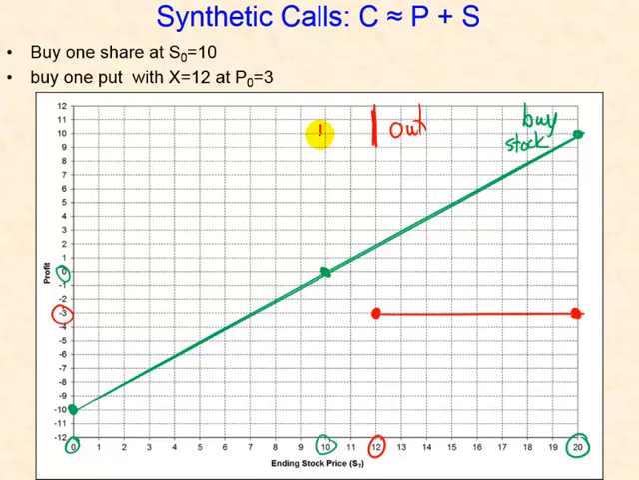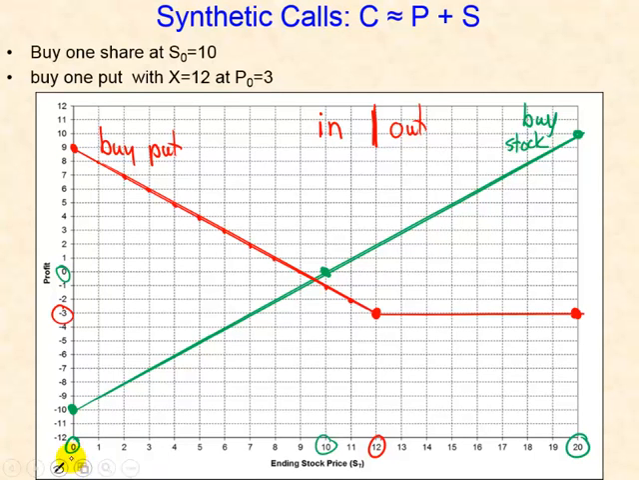What happens if the stock price falls? The option goes in the money, and if it does, for each dollar the stock price falls, we'll make another $1 of profit. This should hit the intersection up here at x minus p. 12 minus 3 gives us $9, sure enough. Now we've got our put and our stock on the chart. All we have to do is add those two lines together.